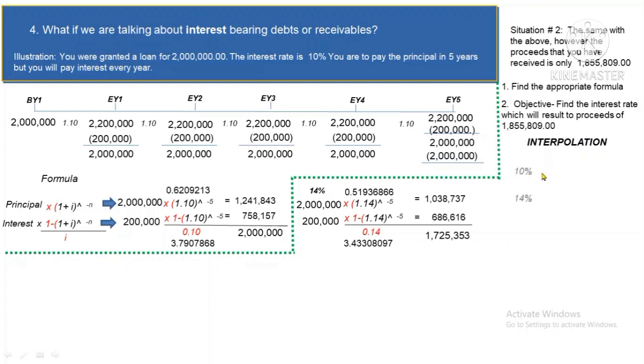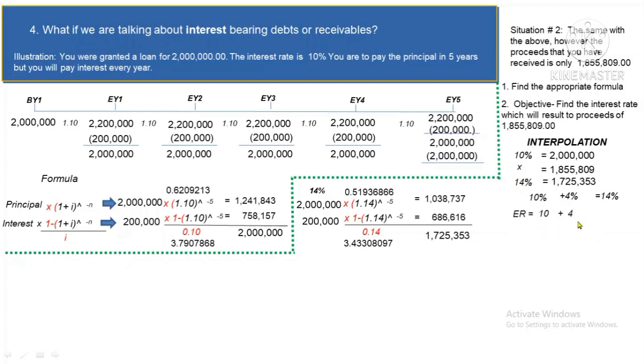But first, you arrange the tried rates 10% and 14% here, and then on the opposite side, the resulting present value. So 10% resulted to 2 million and 14% resulted to 1,725,353. Then put in the middle the desired present value of 1,855,809 and x representing the unknown rate. And then you need to make an equation that highlights the difference between the first tried rate of 10%. The difference is 4%, and then you're gonna get the second tried rate of 14%. Why? Because we're going to use this 10 plus 4 in getting the effective rate.